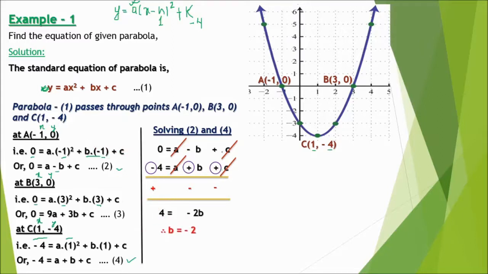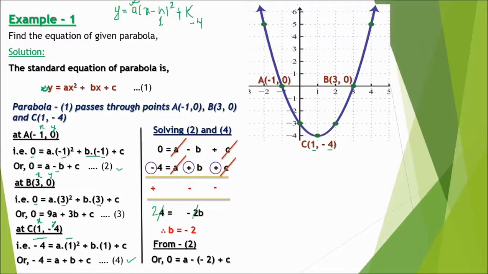Now the value of b will be, 2 1 2, 2 2 4. So the negative sign will come to the left hand side, and the value of b will be minus 2. Now from equation 2, we are going to substitute the value of b as minus 2 in equation 2. Let's see, 0 is equal to a minus 2, it's the value of b, plus c.